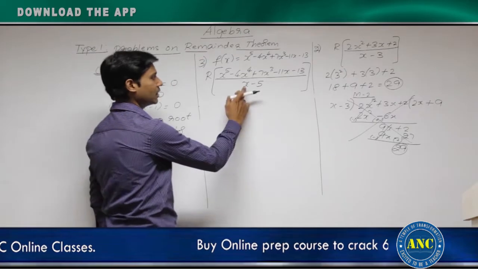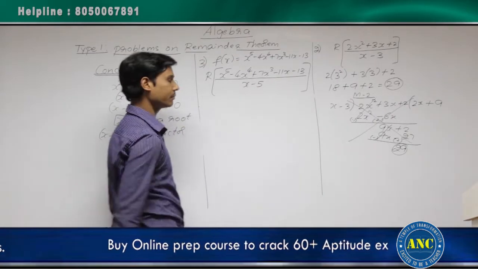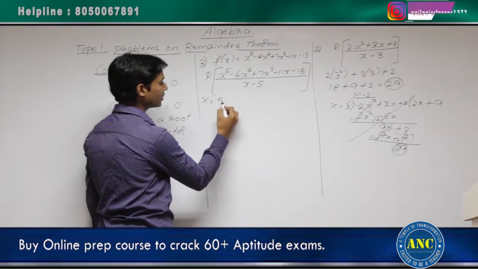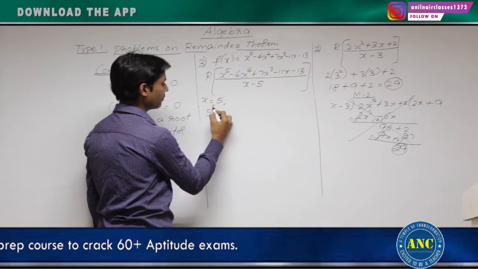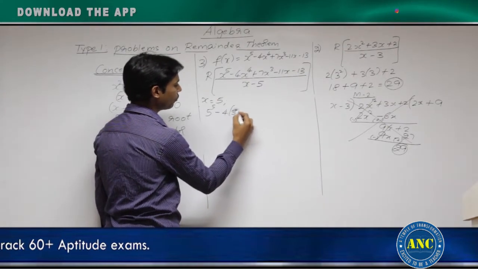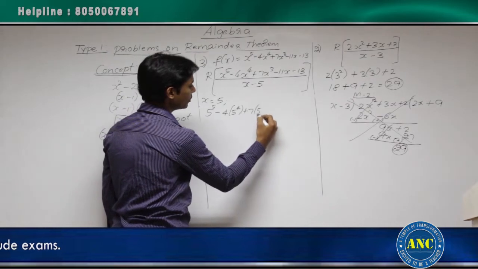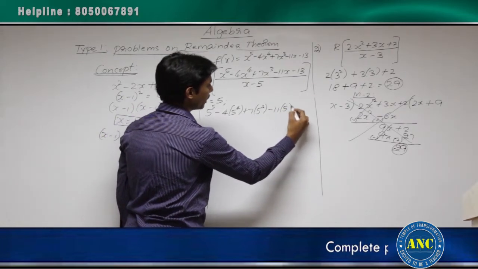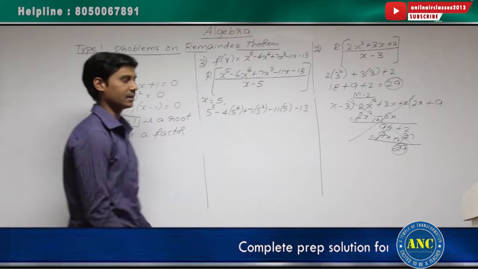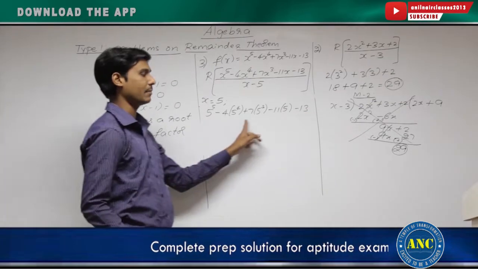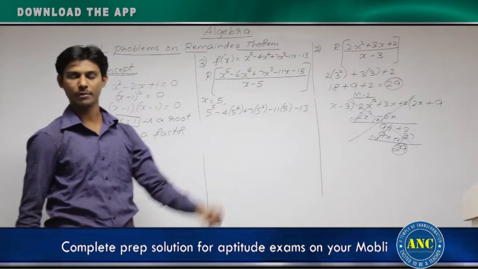That means substitute x is equal to which number? 5. Substitute x is equal to 5. If I put x is equal to 5 in the numerator, it becomes 5 power 5 minus 4 into 5 power 4 plus 7 into 5 cube minus 11 into 5 minus 13. Now if I simplify this, I will get some answer at the end, right? That is one way of simplifying that.